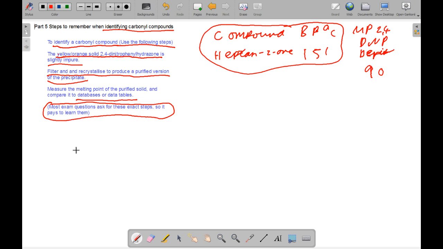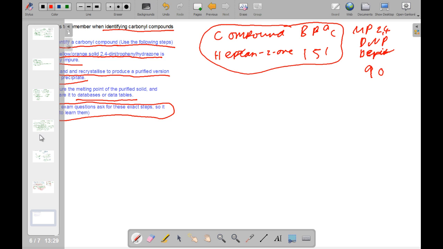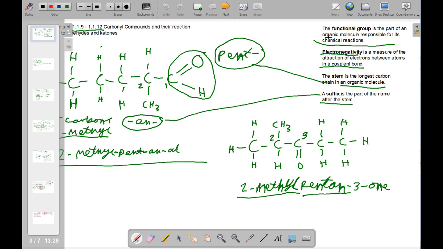And that's it for this tutorial. Quick summary of all that we've done in terms of definitions. The functional group is part of the organic molecule responsible for chemical reactions. Electronegativity is a measure of the attraction of electrons between atoms in a covalent bond. And the stem is the longest carbon chain in an organic molecule. This is useful for naming your aldehydes and ketones. And the suffix is part of the name after the stem, useful for naming again.